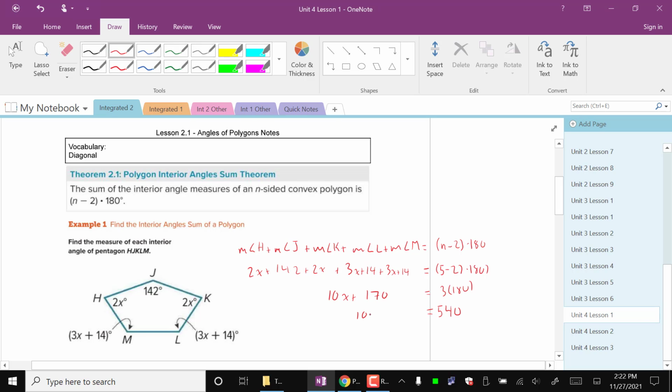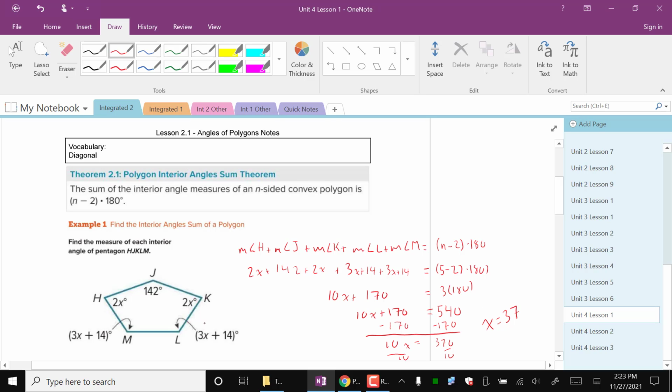So just copy that down one more time: 10x plus 170 equals 540. Now we can solve for x. I'm going to subtract 170 from both sides. That gives me 10x equals 370. Divide by 10. x equals 37.